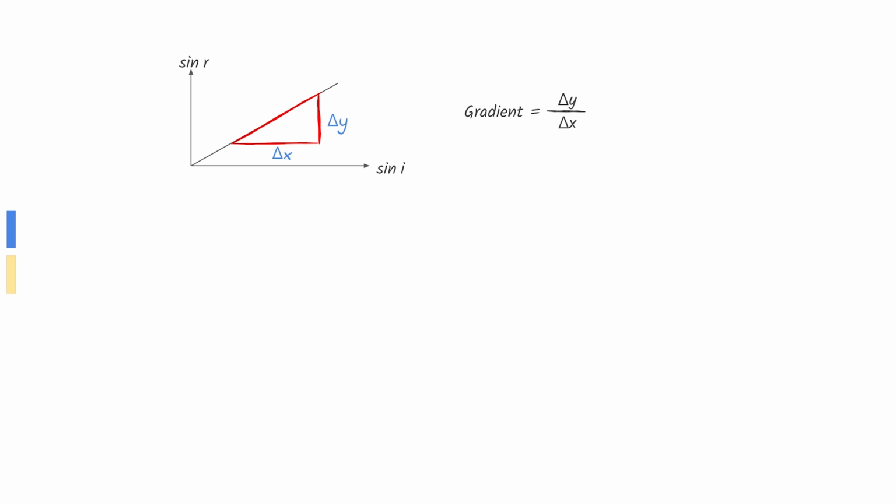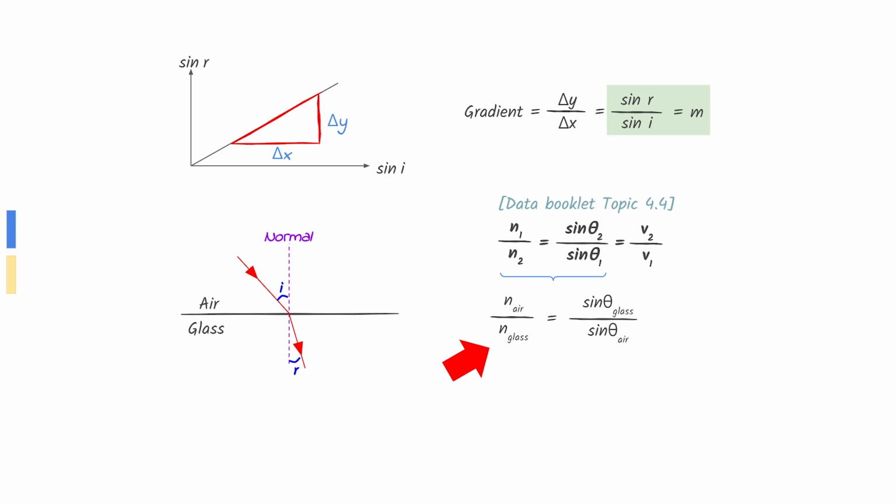First, let's have a look at the graph. Gradient is y over x. Y is sine r and x is sine i. The question tells us that the gradient is m. The ray enters the glass from the air.